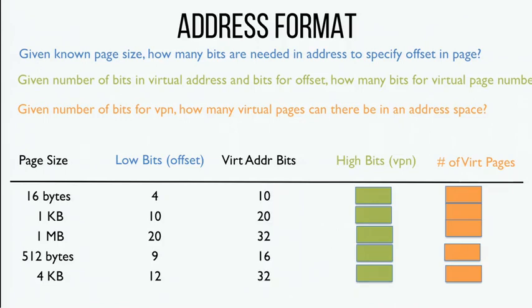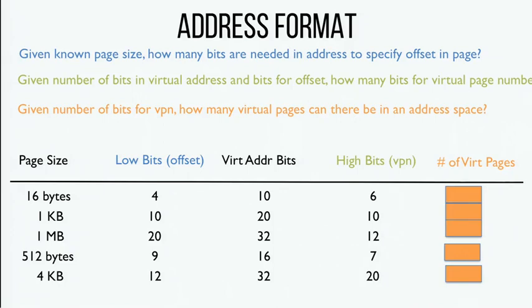Now I'm just going to give you some information and say, in this particular architecture, because these are architecture-dependent things, if I just tell you that the virtual address size is this many bits, now you can tell me how many bits there must be in this portion of the address. So we know the total, you know the number of bits for the offset, and so the difference is going to be how many bits we have in the high portion, right? So, yes, this is my level of math. We do some subtraction now. So we have 10 minus 4 bits left for picking out a page number. 20 minus 10, 32 minus 20, 16 minus 9, 32 minus 12.